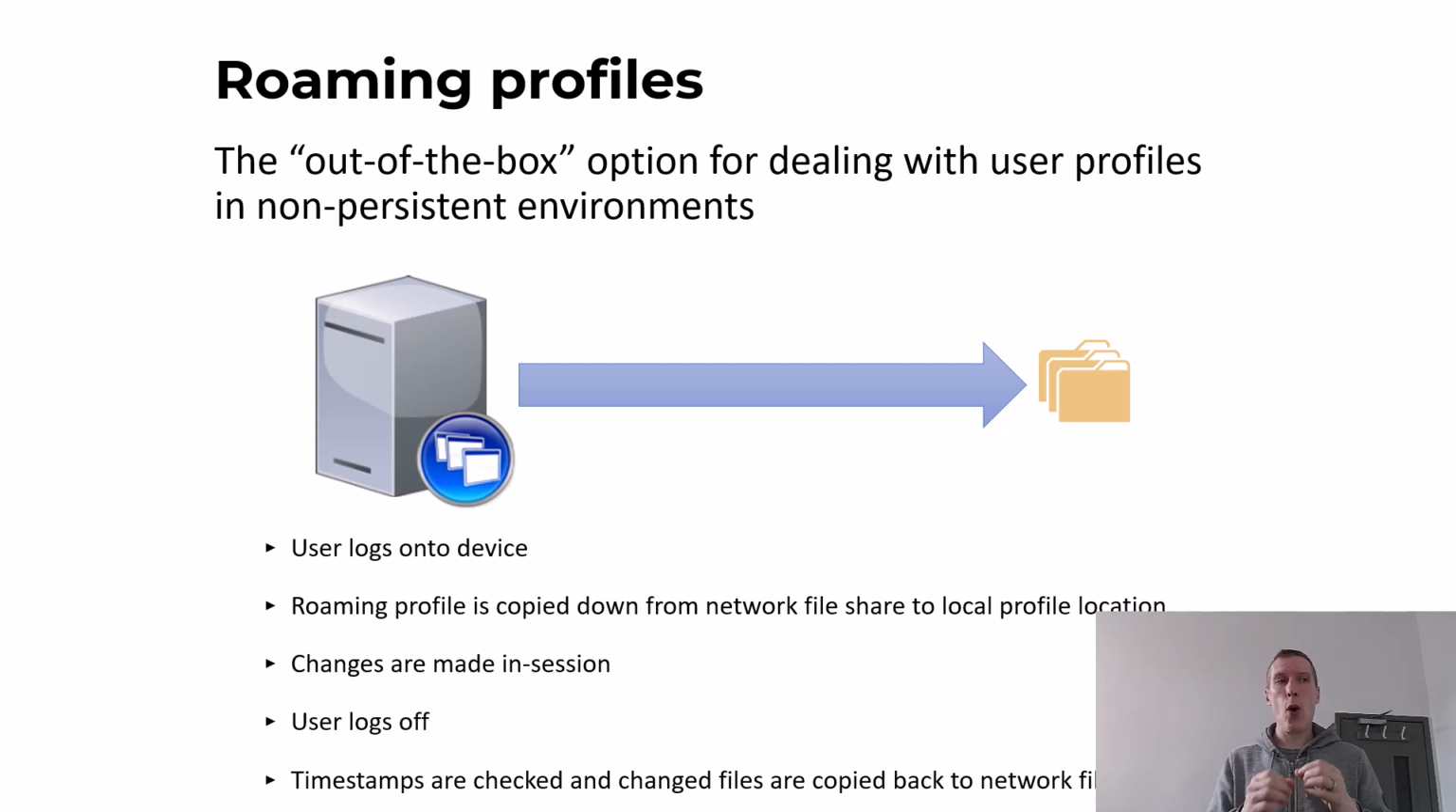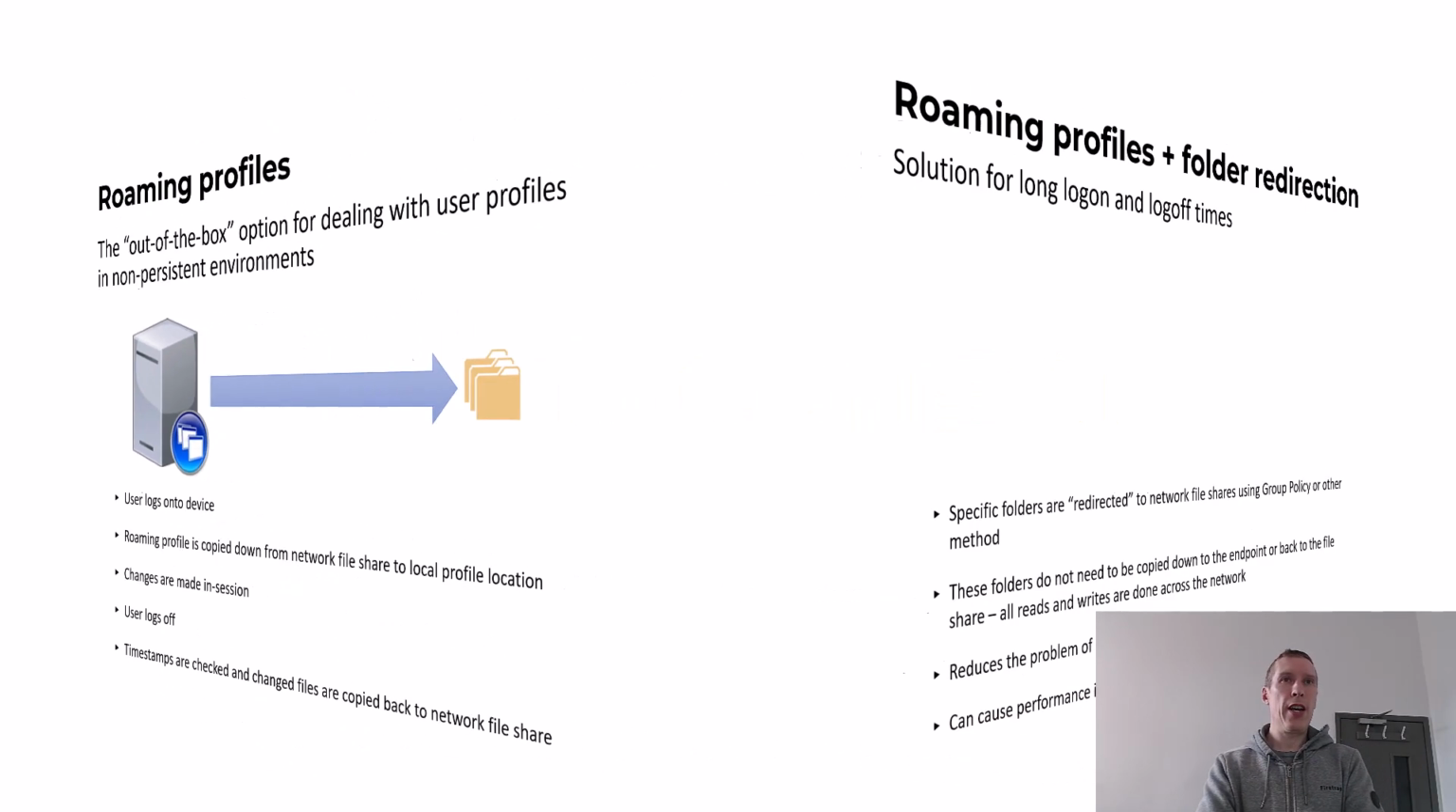Roaming profiles also only capture the AppData Roaming folder. They ignore any other folders in there, which often a lot of modern software writes to. You can hack around that, but it's messy, it's unsupported. So roaming profiles, simple solution for the problem we had, but they had a lot of issues themselves.